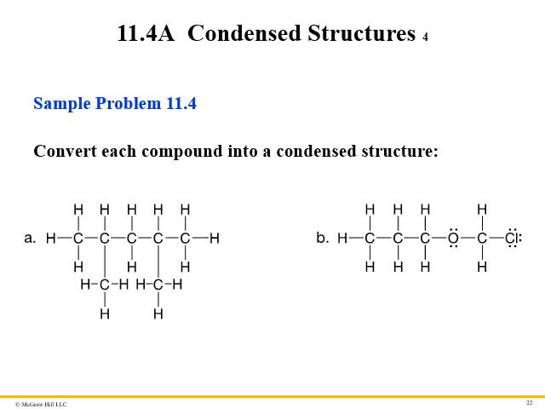Here we have an example problem. Let's work it out. It says convert each compound into a condensed structure. So you have here, for example, 1, 2, 3, 4, 5 carbon atoms, all of them with hydrogens. But then if you look at carbon number 2 and carbon number 4, I am counting left to right, then these ones have a CH3, CH3. So I can just write it out in that way.